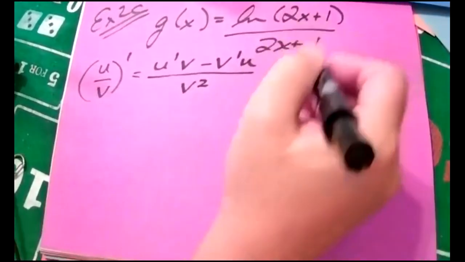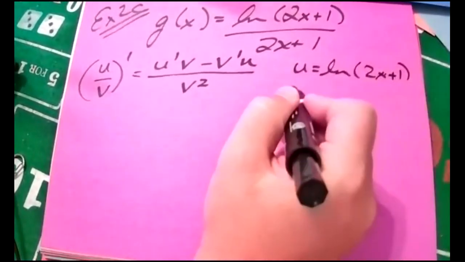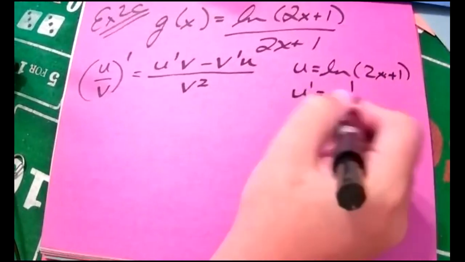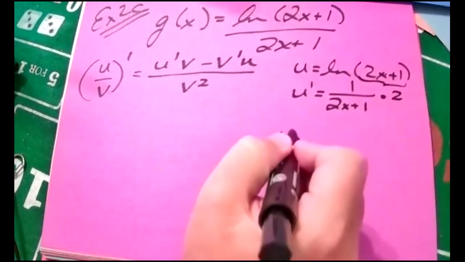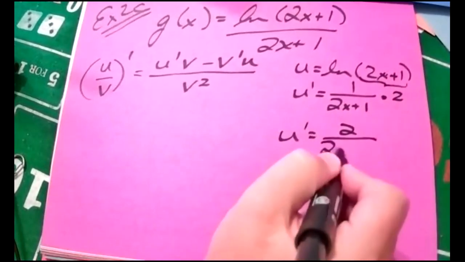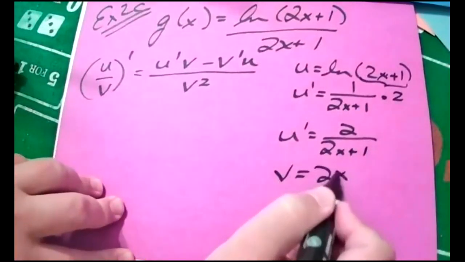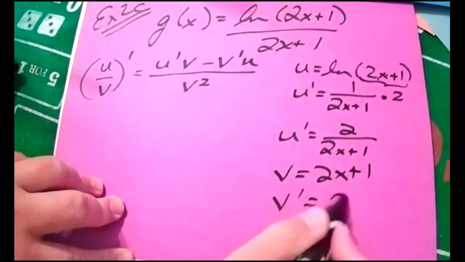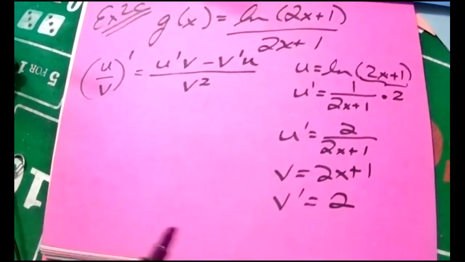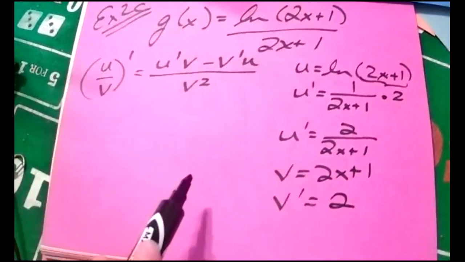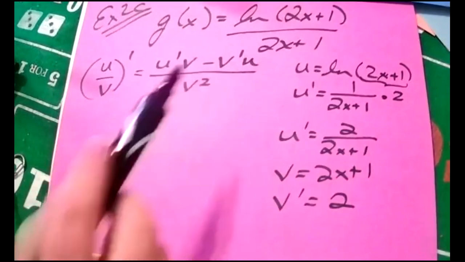It would be u prime v minus v prime u all over v squared. In this scenario, we're going to say that u equals the natural log of 2x plus 1. Therefore, u prime is 1 over 2x plus 1 times the derivative of what's inside, which is 2, leaving u prime as 2 over 2x plus 1. And also v is given as 2x plus 1. So then v prime is the derivative of that, which is just 2. So now I have u prime, v, and v prime, and I can assemble the derivative by using this formula as a template and putting all of those different expressions into the positions where they belong.